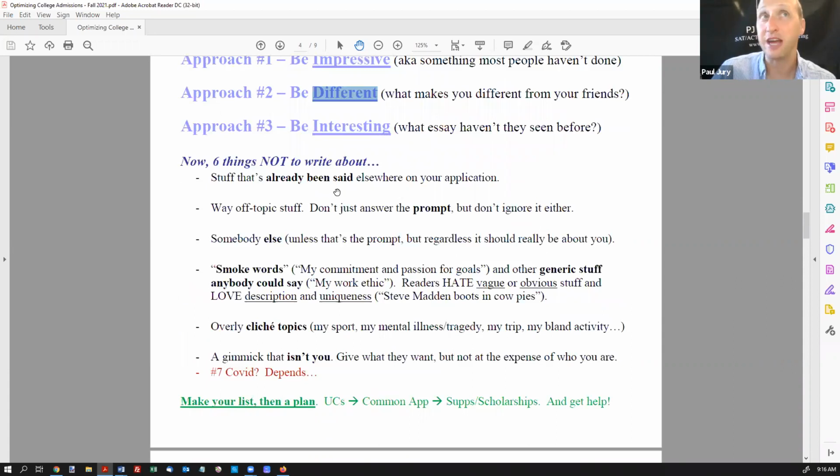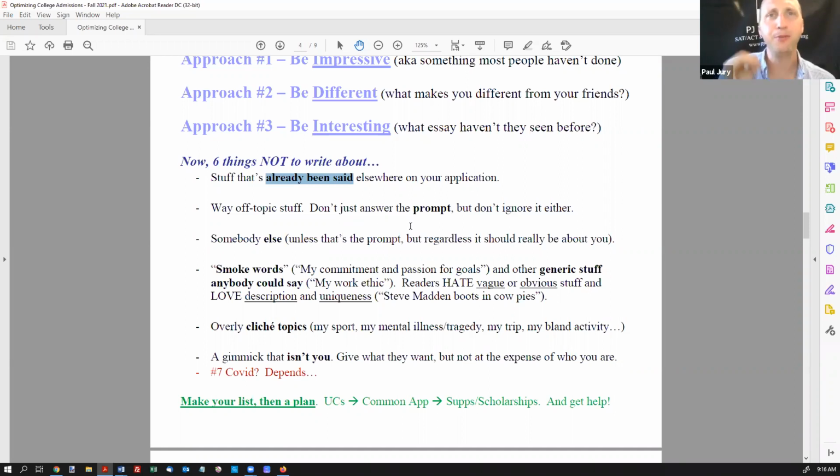Some things to be careful of. You don't have to write what's already been said elsewhere on your application. Sure, you can if there's a story there about how you became student body president. But if there isn't really a story and you're just student body president, and frankly, it's cool, but it's not that interesting, isn't it kind of more baller just to be the student body president on your activities list, and then you don't even have to write your essay about it? So don't feel like you have to write about that one flagship achievement.